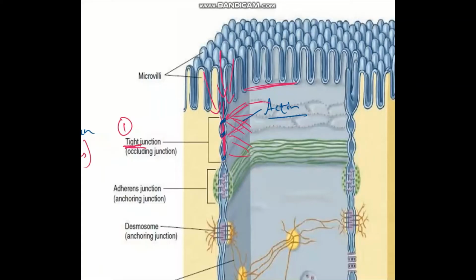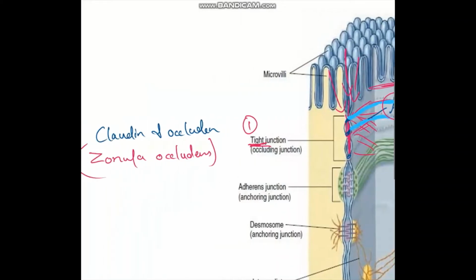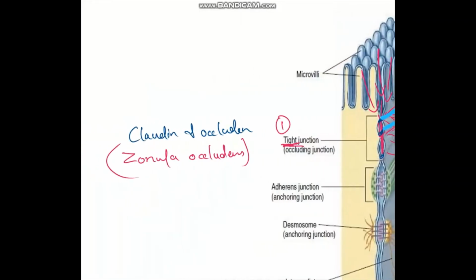And as we can see here, it also spans the cell. Okay, as you can see here, it spans the cell as well. So this junction has two characteristics. It's connected to actin, and it spans the cell. All right, and it is made up of claudin and occludins. Therefore, they're also called zonula occludens. That's it.